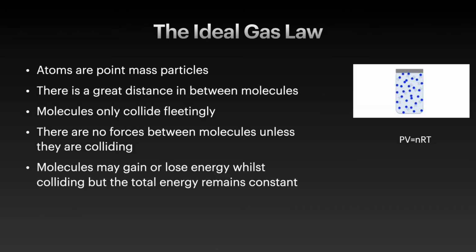So starting off with the ideal gas law. The assumptions for an ideal gas law state that atoms are point mass particles, meaning that they have a mass but no volume. There is great distance between molecules. Molecules only collide fleetingly. There are no forces between molecules unless they are colliding, and molecules may gain or lose energy whilst colliding, but the total energy will remain constant.